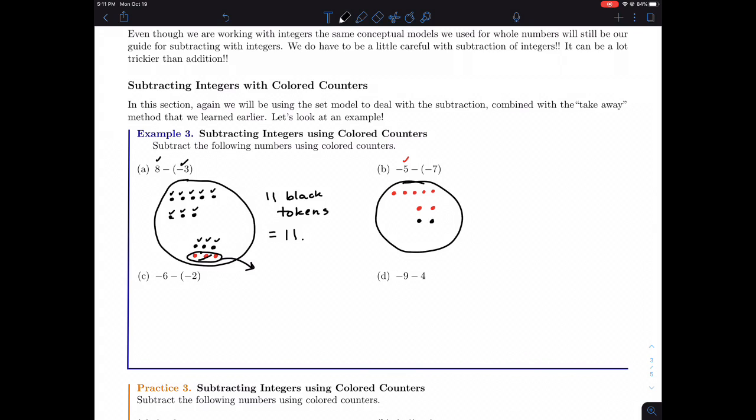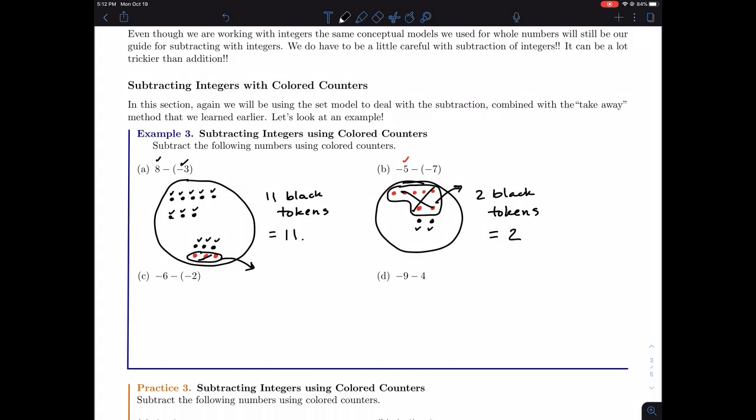All right, so now that I've got my 7 red circles in there, I can use my takeaway method again. Grab these 7 red circles, pull them to the outside, and they cancel out. And lo and behold, what am I left with on the inside? I've got 2 black tokens left, which means my final answer is +2 in this case.